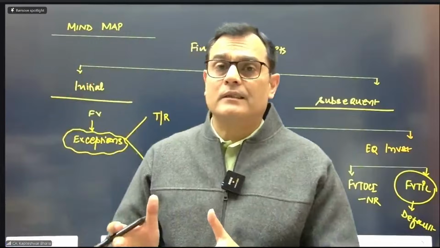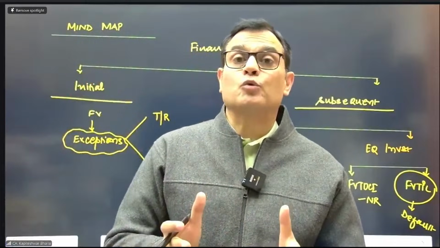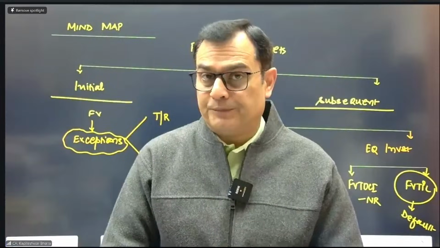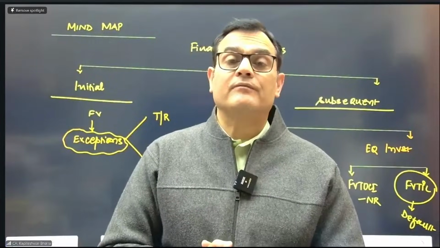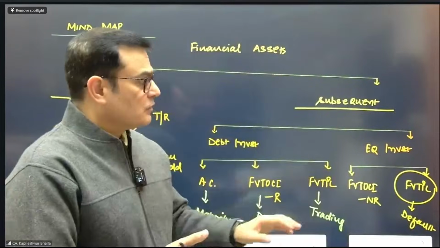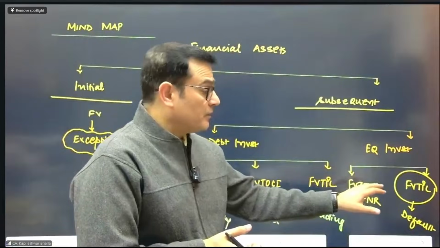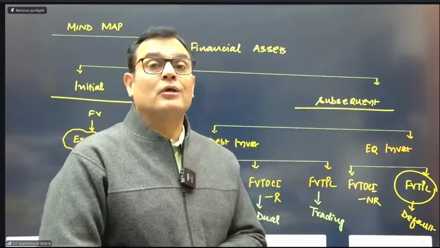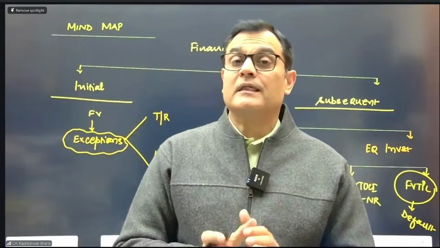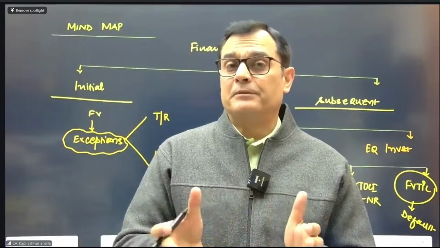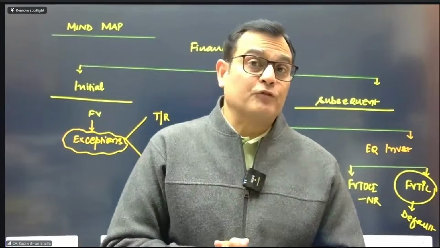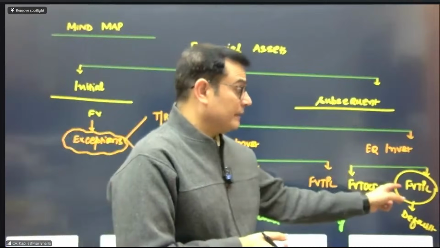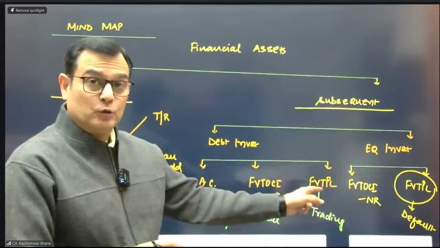Unless we are clearly given that a company has chosen the irrevocable option of considering the equity investments at OCI. This goes by default because the choice is available only when it is not held for trading. Because if it is held for trading, it is undoubtedly FVTPL. If it is not held for trading, then it is either FVTPL or FVTOCI.